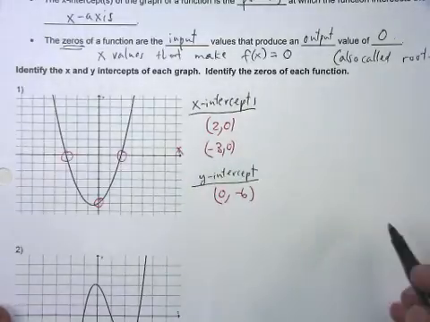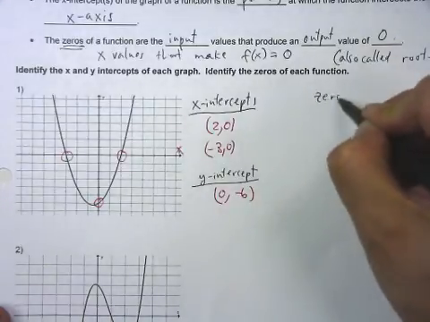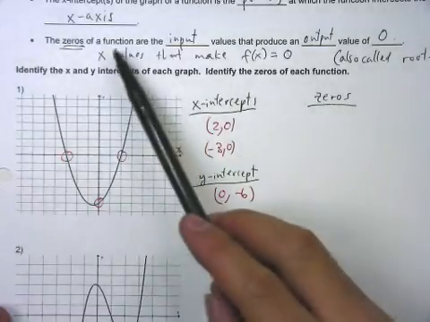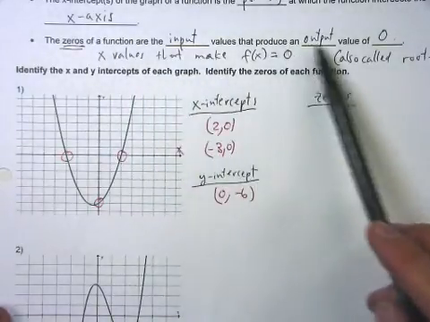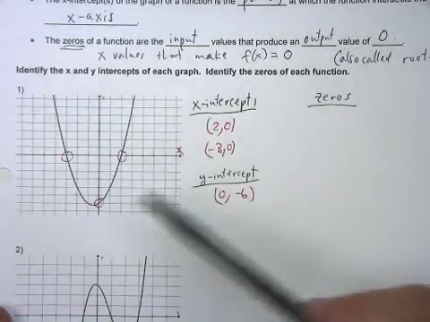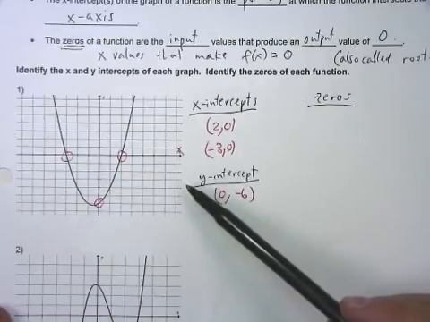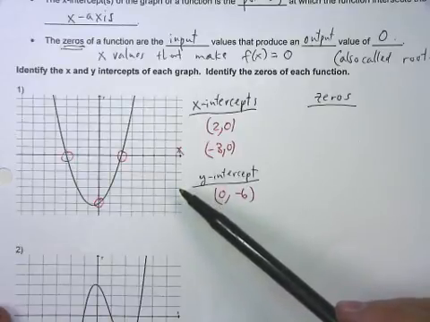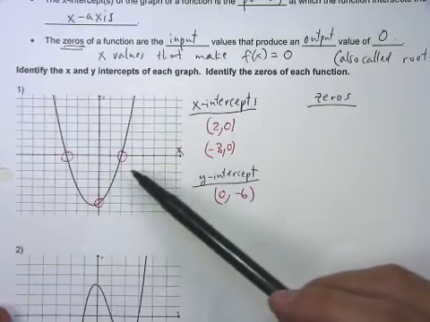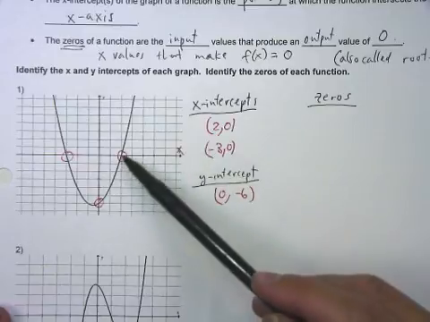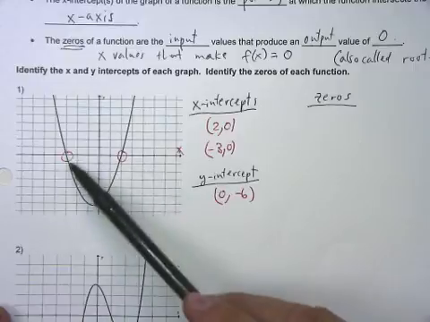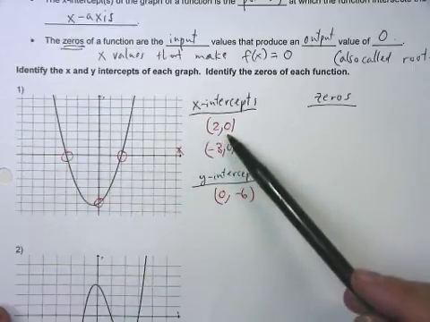Last thing, let's identify the zeros of the function. This one's the new one. Let's go back to the definition. The zeros are the input values that give us an output value of 0. Where in this graph do I have output values of 0? Remember, the output values are your y values. The output values are 0 right here and right here. Those points were (2, 0) and (-3, 0). Those were our x-intercepts.